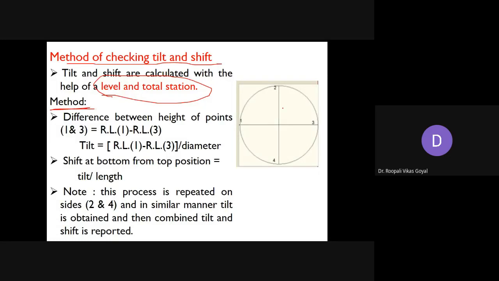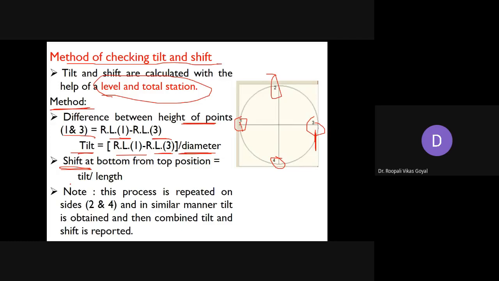In this method, suppose this is the well, this is the diameter, and markings are given 1, 3, 2 and 4. Now you have to check the difference of level in the height of points between 1 and 3. Check the level at 1 and 3. If nothing has happened and the levels are the same, then it is okay. But if there is a certain level difference, then you have to note down this level difference between the positions 1 and 3. The tilt may be taken as RL of 1 minus RL of 3, divided by the diameter of your well. When you divide, that will give you the tilt in your particular well.